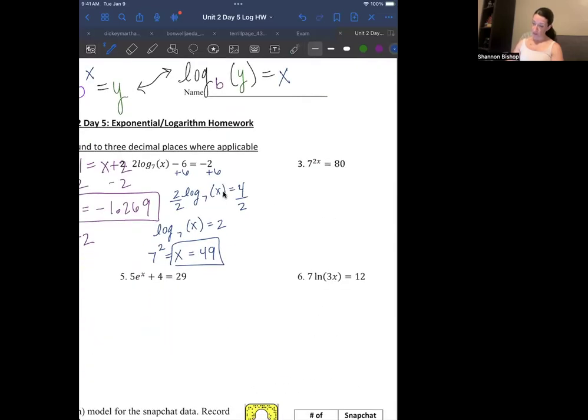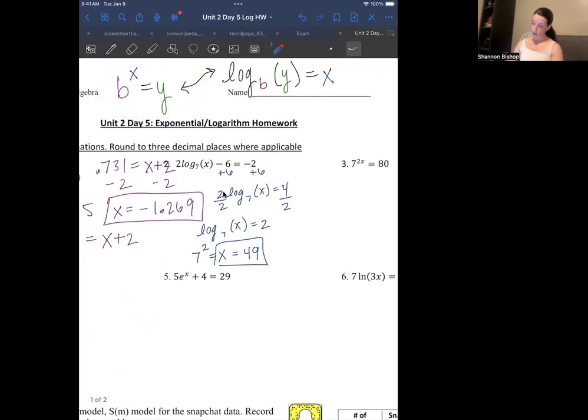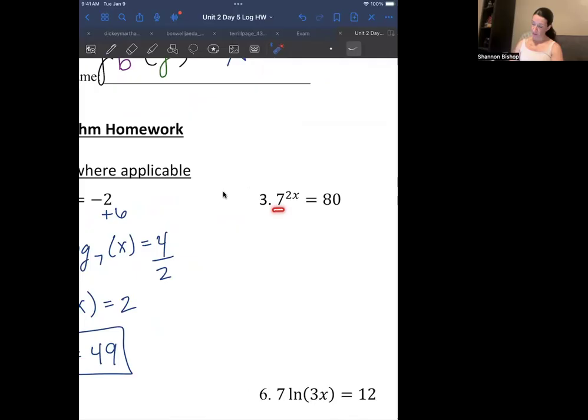Number three is in exponential form. There's no log written on the page, so I know that I'm in exponential form right now. So the base is 7, the exponent is 2x, and the result is 80. And there's nothing else there. Everything is accounted for. So that means you can go immediately into log form, where the base is 7, the result we're trying to achieve is 80, and the exponent is 2x.